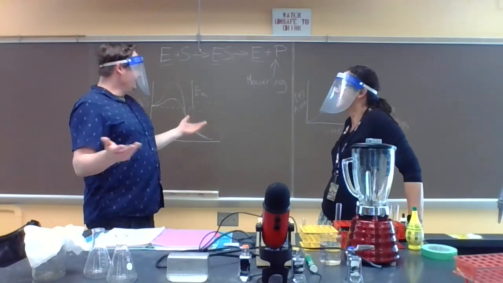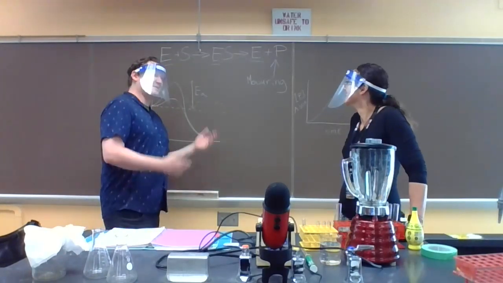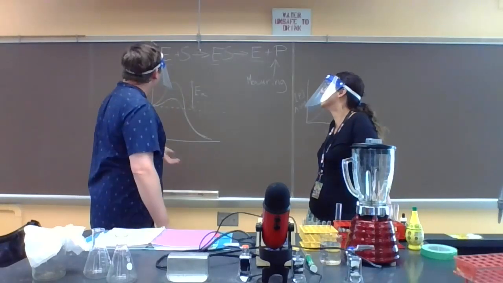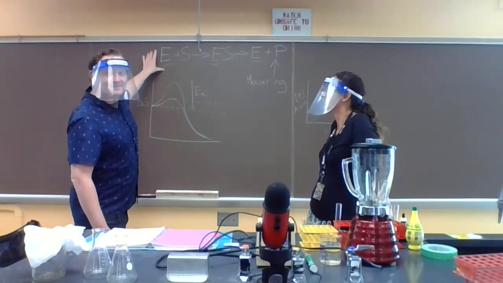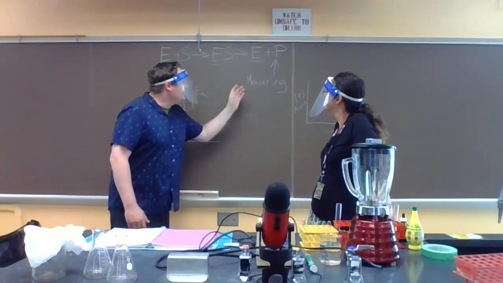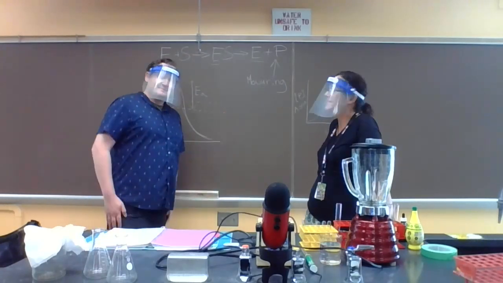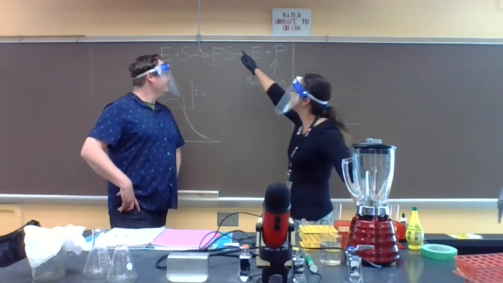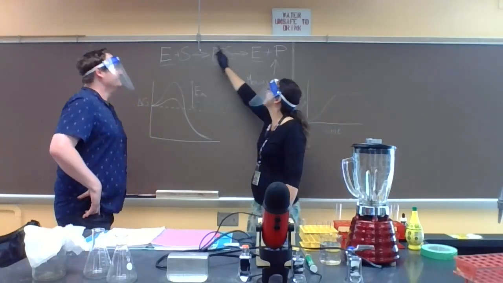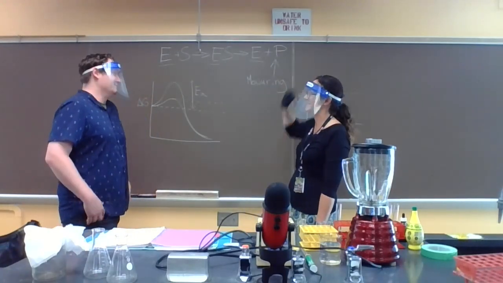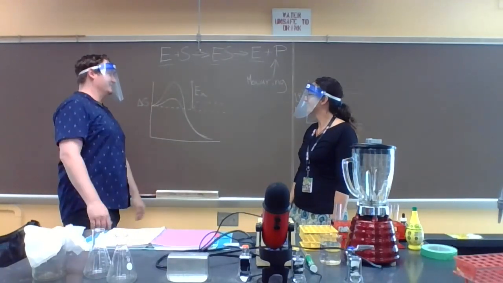So what we'll be doing today is we'll be varying the concentrations of our enzyme, and we'll be measuring the amount of product produced over time. In the second experiment, we're going to vary the amount of substrate, and we'll measure the amount of product produced. And we'll see how that varies over time.